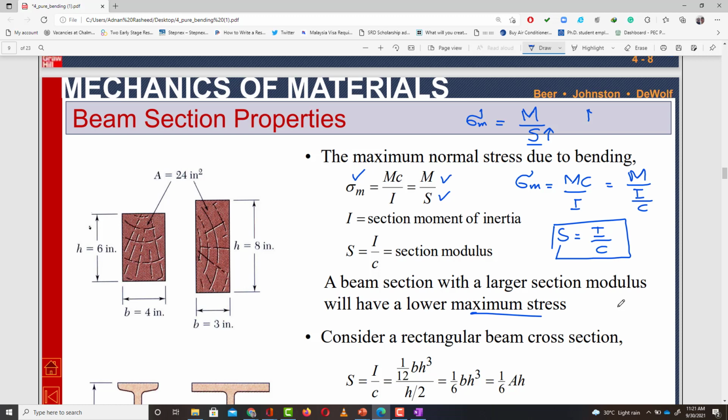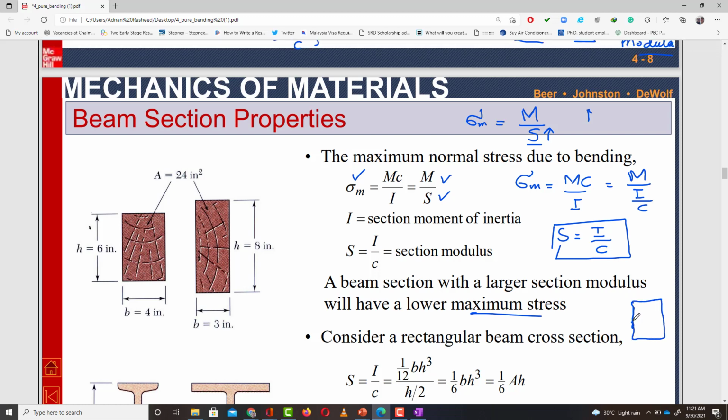Now, for example, consider a rectangular beam. The cross section is rectangular. This is its breadth and this is its height. Clear? And this is the center. As this is rectangular, the center will be at a distance of h by 2. Clear? This will be h by 2 and this portion is also h by 2.